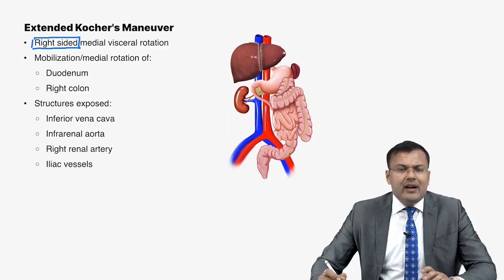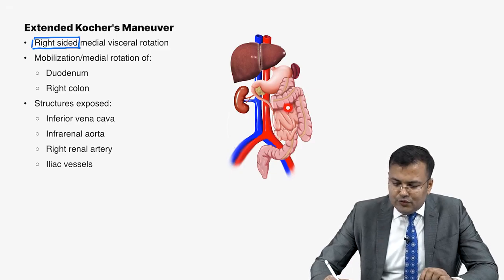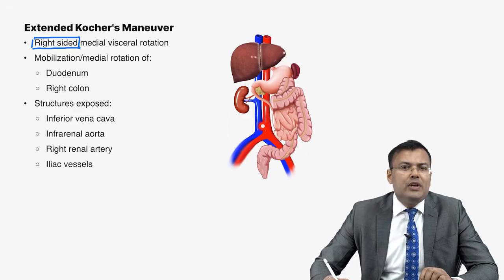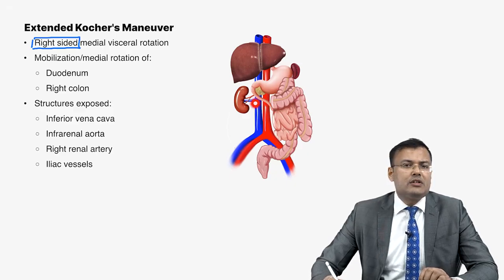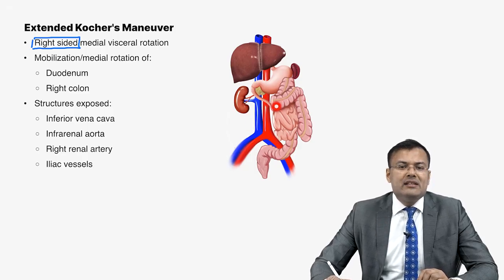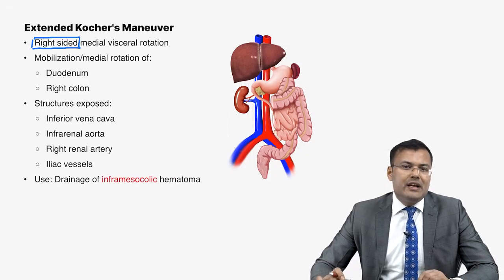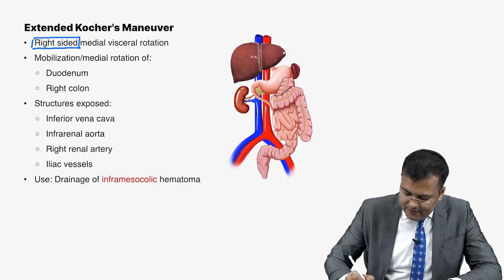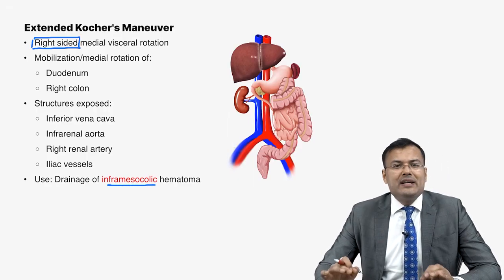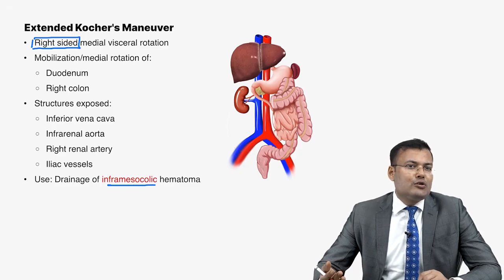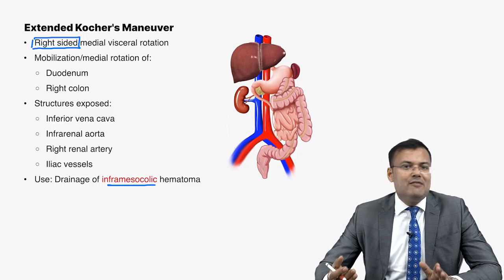Now what is the role? Extended Cocker's maneuver is used for drainage of inframesocolic hematoma. Can you see, this is the transverse colon and here is the transverse mesocolon. Hematoma located in this region is inframesocolic. So remember, it is used for drainage of inframesocolic hematoma. Extended Cocker's maneuver is also known as right-sided medial visceral rotation.